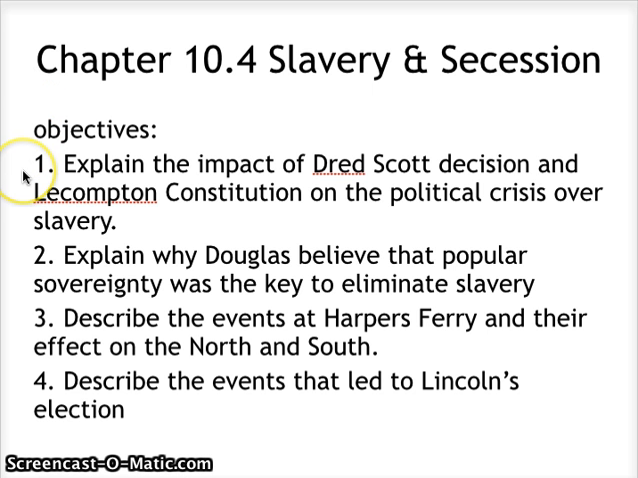Objectives. One, explain the impact of Dred Scott's decision and the Lecompton Constitution on the political crisis over slavery. Two, explain why Douglas believed that popular sovereignty was the key to eliminate slavery. Three, describe the events at Harper's Ferry and their effect on North and South. And four, describe the events that led to Lincoln's election.